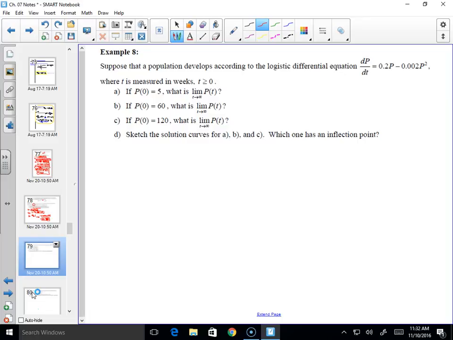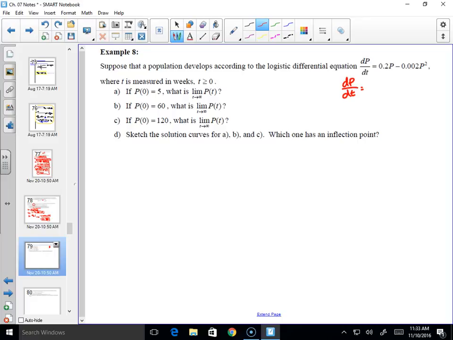Okay, here we go. If P of 0 equals, wait, hold on, who is P? We don't even have P of t. You should factor it out. Factor what out? The 0.002P. Because what's my equation? K times P times L minus P.